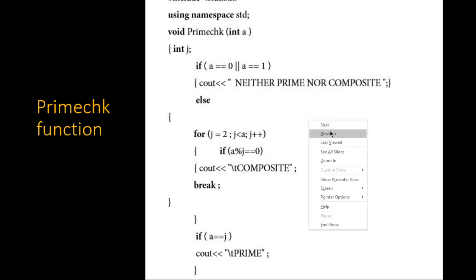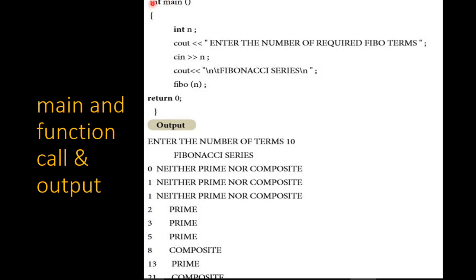Now coming to the main part of the program. In the main part, this is the int main. So integer n: how many terms you want to generate. For example, 1 2 3 4 5 6 7 8 9. When n is equal to 9, nine terms in the series are generated. Don't confuse it with this number 21 here. Here n is the number of numbers to generate.